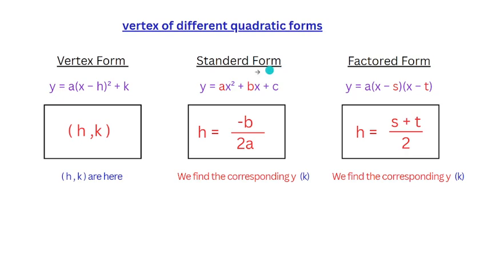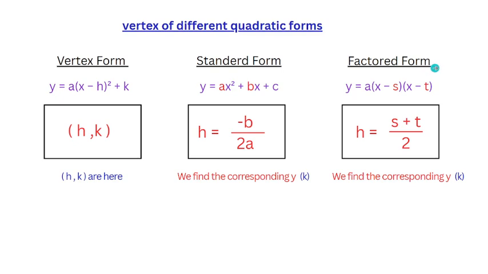From the standard form, we have y equals ax squared plus bx plus c. We will get h from negative b over 2a, where b is the coefficient of x and a is the coefficient of x squared. When we get h, we will find the corresponding k by substituting the number h in the equation. So we will find h and k.